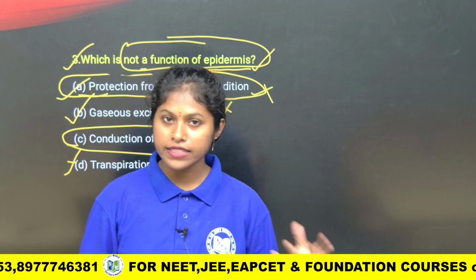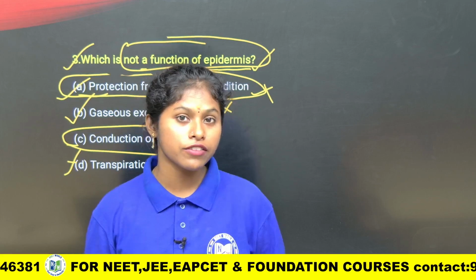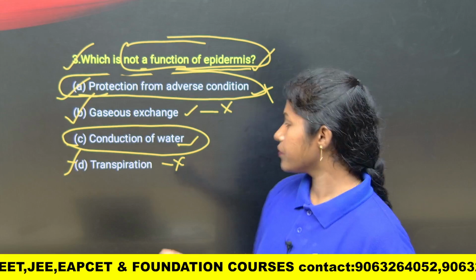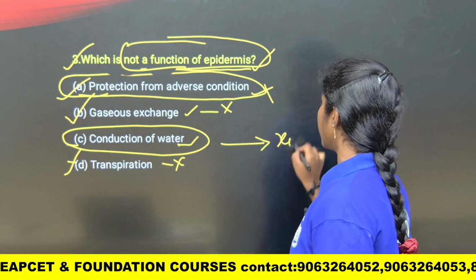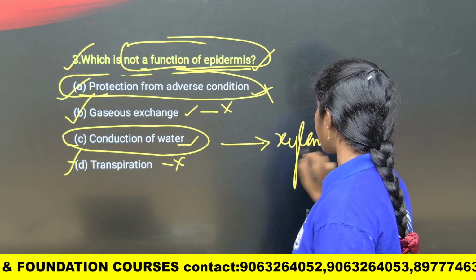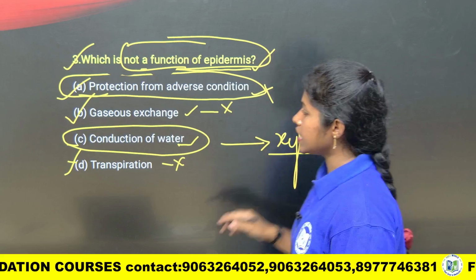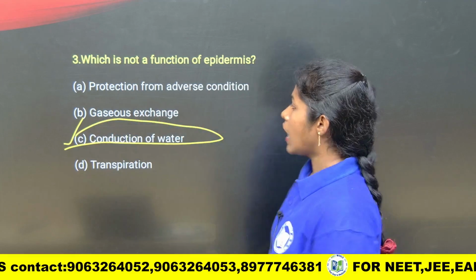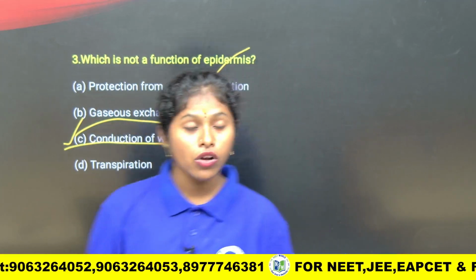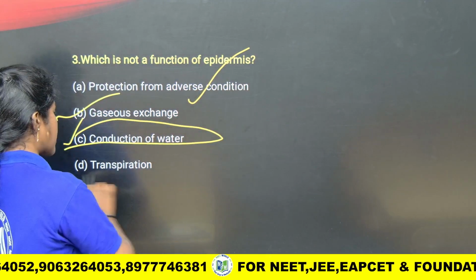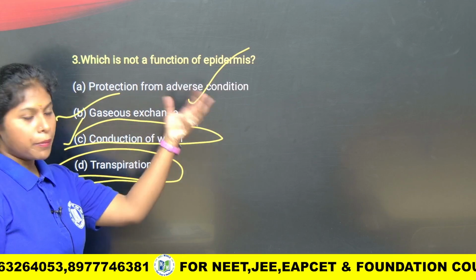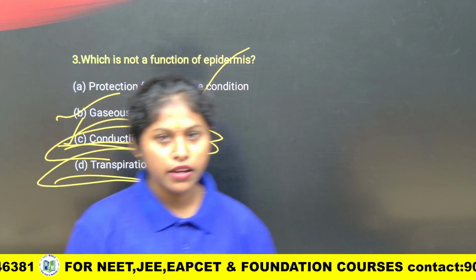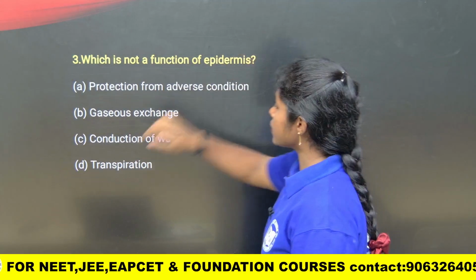The transport of water happens by which tissue, children? With the help of which tissue is the water transferred to all parts of the plant body? It is xylem. Okay. So the answer C is the right answer for this question. It is not the function of the epidermis. Protection from adverse conditions of various environments, gaseous exchange, and transpiration are all functions of the epidermis. What is not the function of the epidermis, children? Conduction of water. Transportation of water does not happen, right? So here the answer is C.